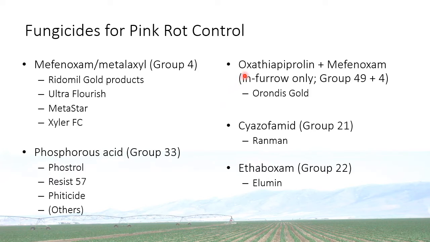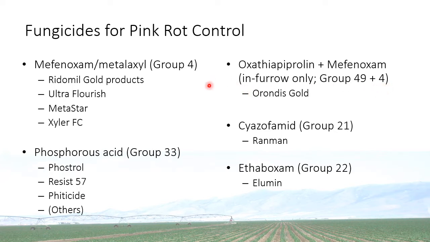There's a new product, oxathiapiprolin, which is combined with mefanoxam and is sold as Orondis Gold. It can only be used in furrow right now. This is a very, very effective product against late blight. But we have a lot of products that work against late blight, so I see one great benefit from this is its activity against pink rot. So this is a new mode of action. It's a group 49, and it has been combined with mefanoxam.